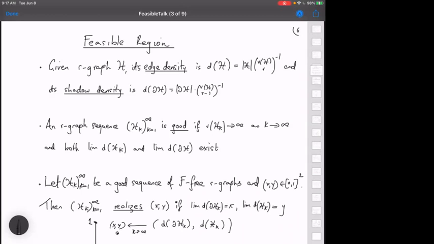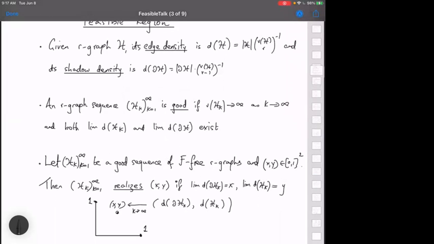So I just needed 2 or 3 very easy definitions. If I have a hypergraph H, I define its edge density as the proportion of edges. V of H is the number of vertices, R is the size of the edges. So the edge density d of H is the proportion of edges. The shadow density d of the shadow of H is the proportion of the shadow. So I'm normalizing by n choose R minus 1. And then I can talk about, for convenience, it's convenient to talk about just sequences where both these limits exist.